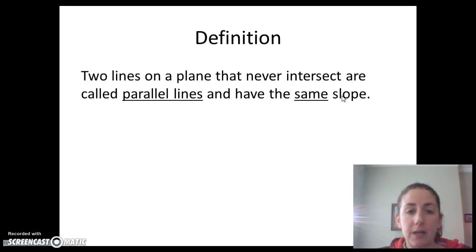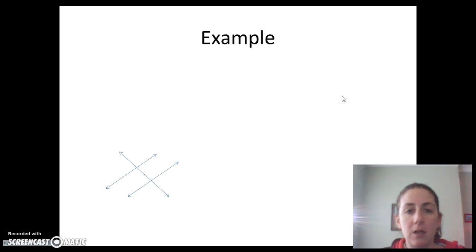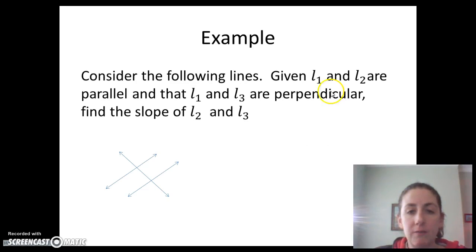So now we have another definition. 2 lines on a plane that never intersect are called parallel lines, and parallel lines have the same exact slope. 2 lines on a plane that intersect at a right angle are called perpendicular lines, and perpendicular lines have opposite reciprocal slopes. Opposite meaning one of the slopes is positive, the other one is negative, and reciprocal meaning you flip the fraction.